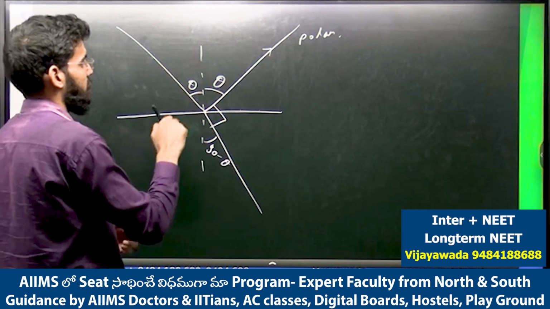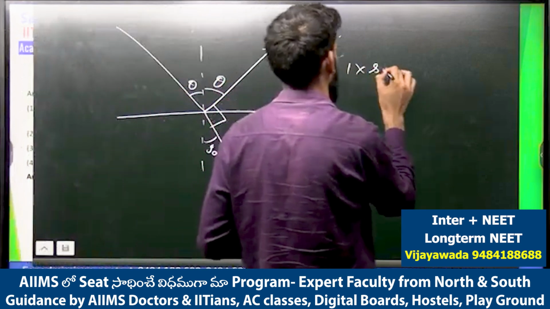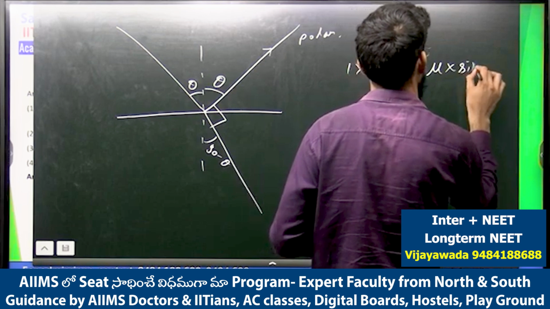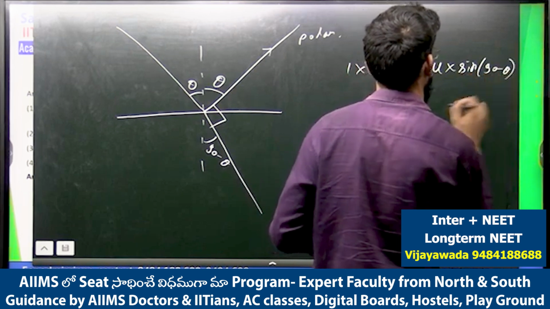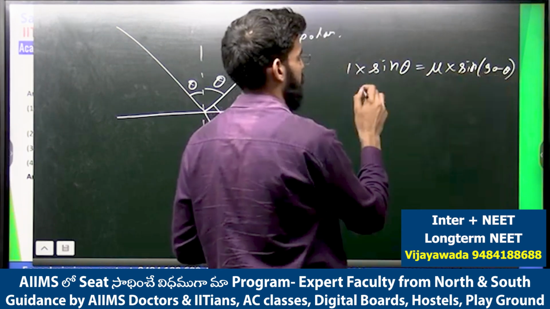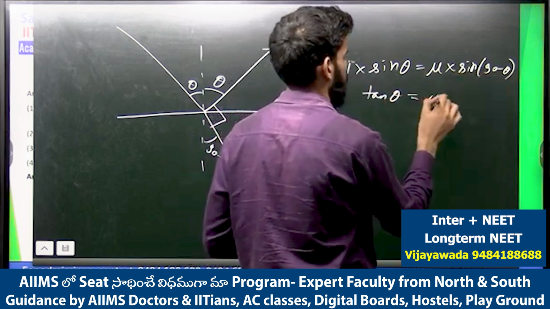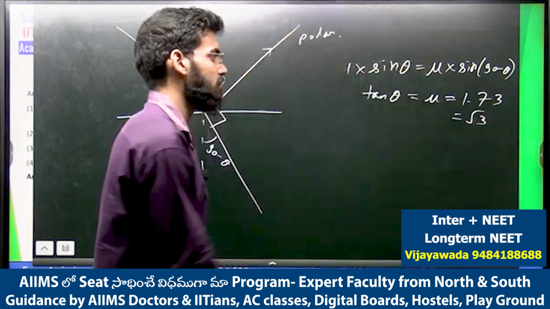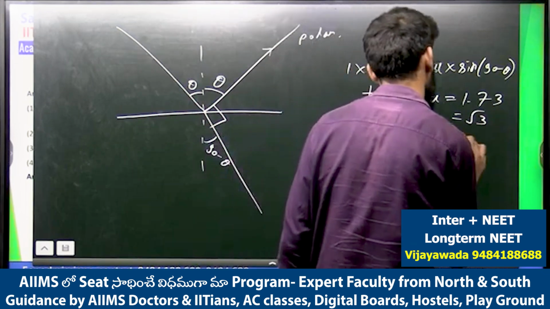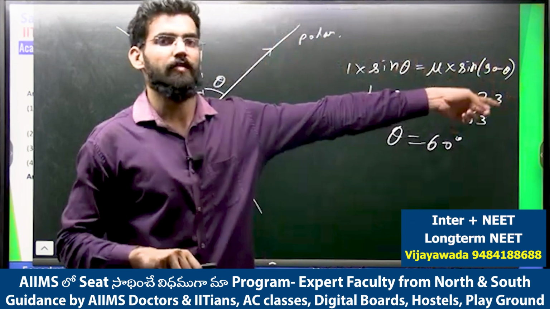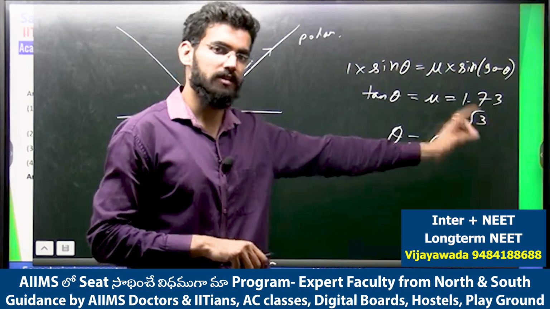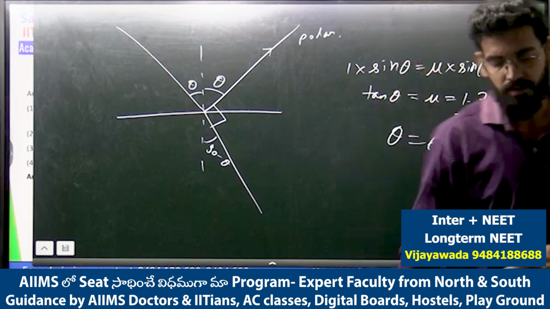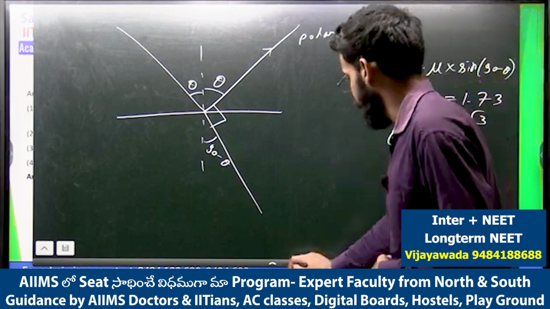Now here you apply the rule, so I can say 1 into sine theta is equal to mu into sine of 90 minus theta, that is cos theta, so sine theta by cos theta, tan theta equals mu. That is given 1.73, means root 3. Tan theta equal to root 3 means theta equals 60, approximately 60 degrees, because root 3 is not given as an exact value, right? So I can say 60 degrees approximately.